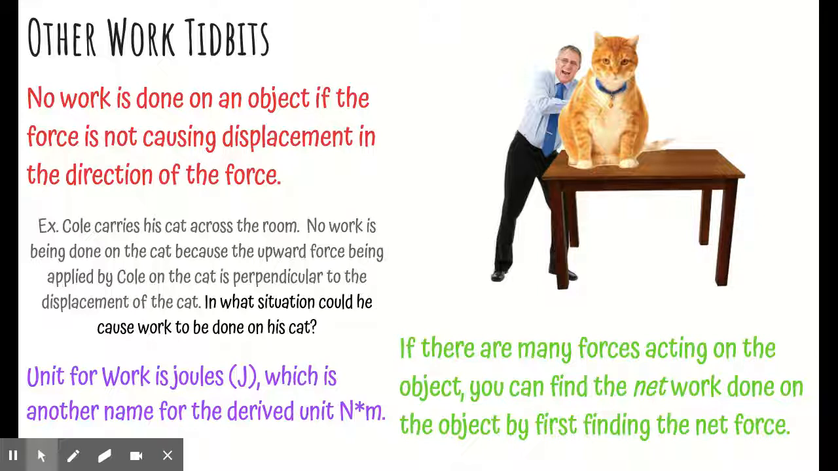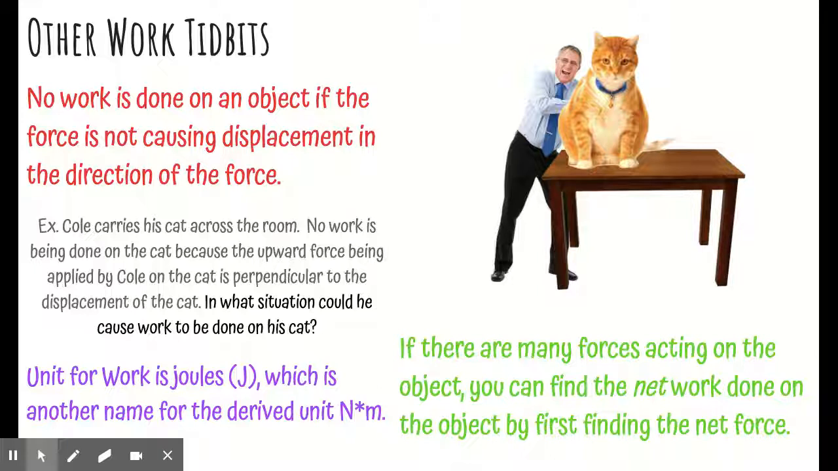No work is done on an object if the force is not causing displacement in the direction of the force. So an example of that: we've got Cole, he's carrying his cat across the room. So no work is being done on the cat because the upward force being applied by Cole on the cat is perpendicular to the displacement of the cat. Okay, so in what situation could he cause work to his cat?